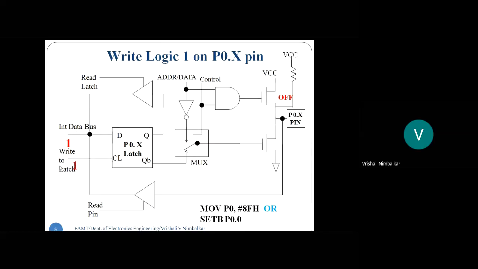The control signal is activated, the latch is enabled, logic 1 appears on the latch, Q bar is its complement, and 0 is sent to the MOSFET, which turns off. Now this off and off means that the pin is floating, but now it's not floating. It is getting connected to VCC through this pull-up. And that's how logic 1 appears. That's how logic 1 is sent on the port pin.